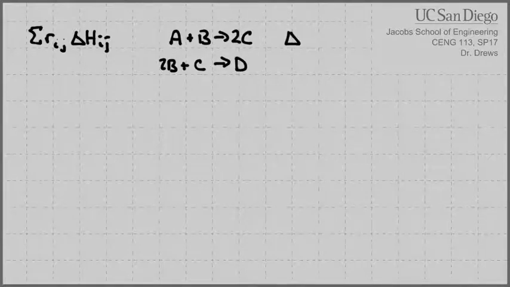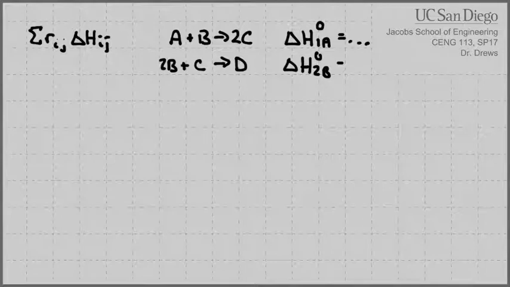And we had some enthalpies here. One was ΔH° equal to something, and a ΔH° with 2B was equal to something else.